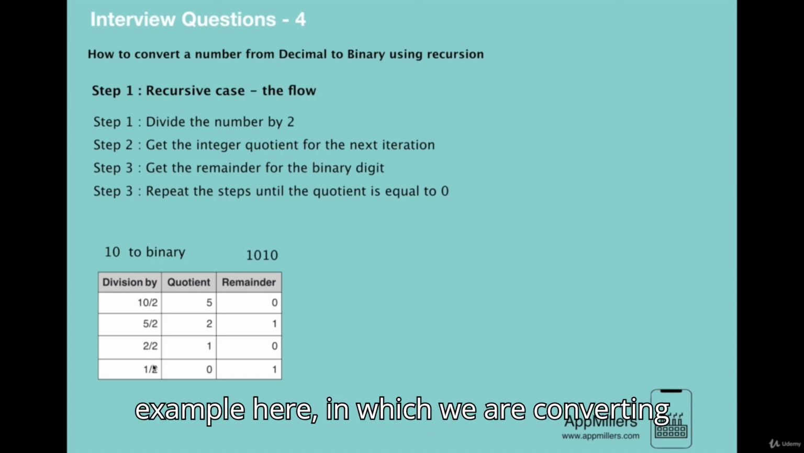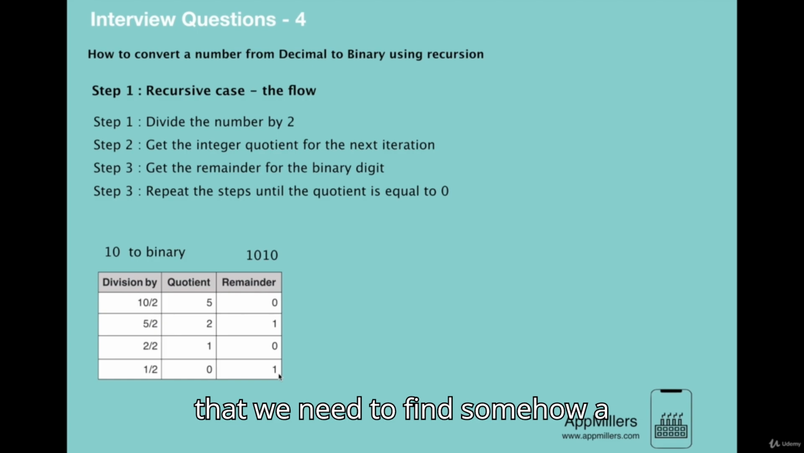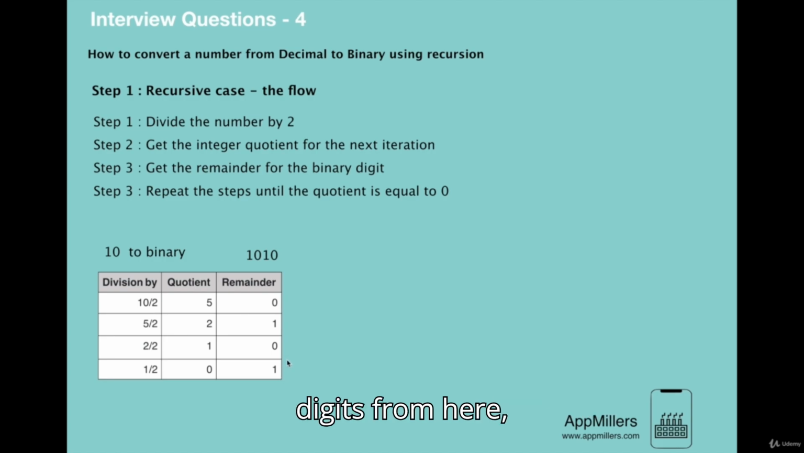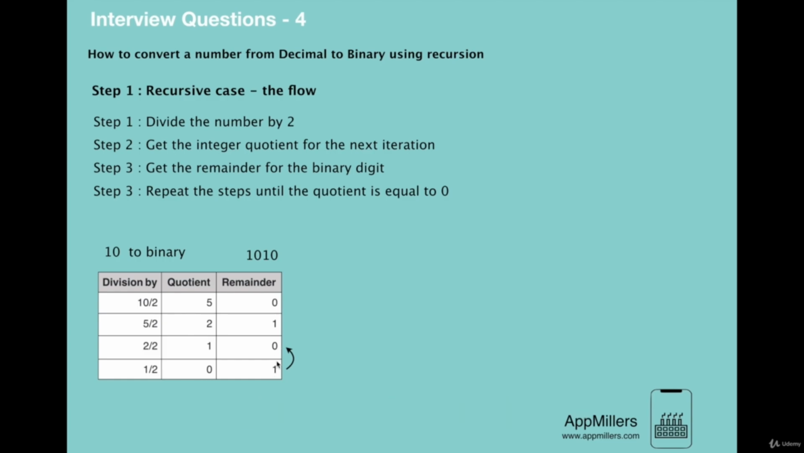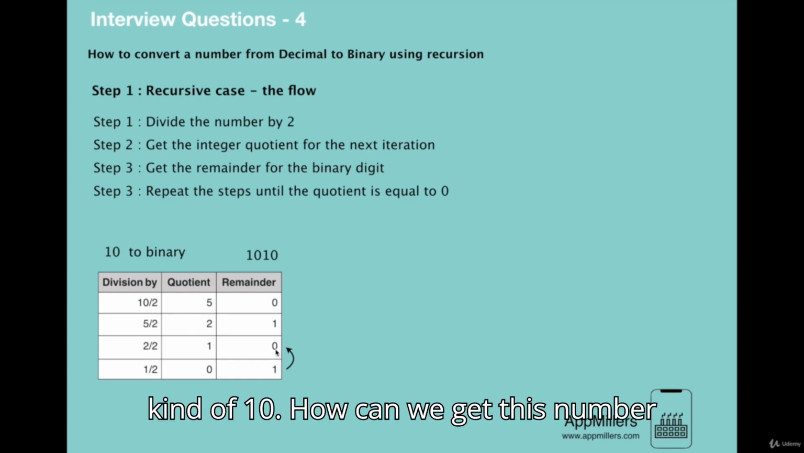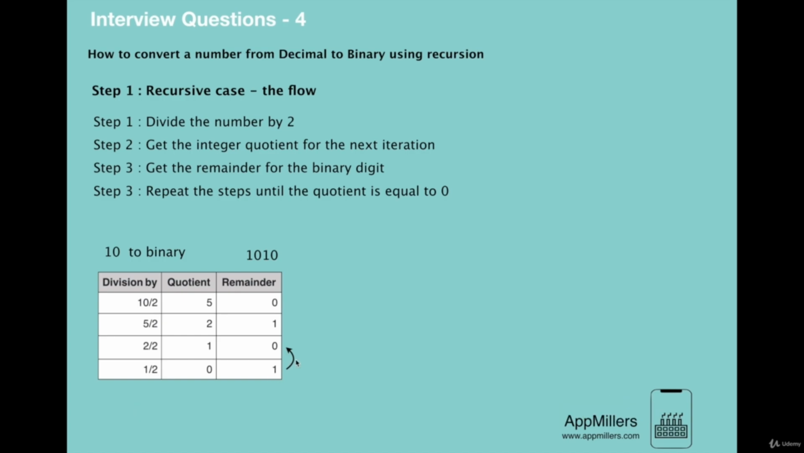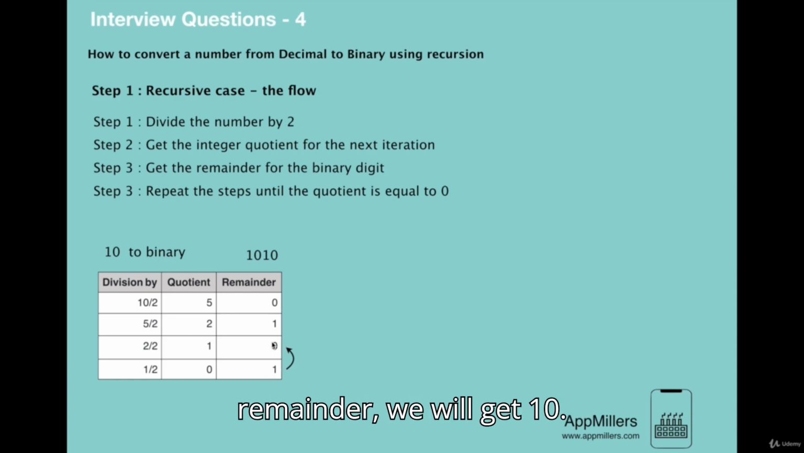So if you look at our example here, in which we are converting 10 to a binary, we see that we need to find somehow solution to get this number over here. So if we combine last two digits from here, we have 10 here, 1, 0, which is kind of 10. How can we get this number from here? By combining these last digits. So if we multiply the last remainder with 10 and plus this remainder, we will get 10.